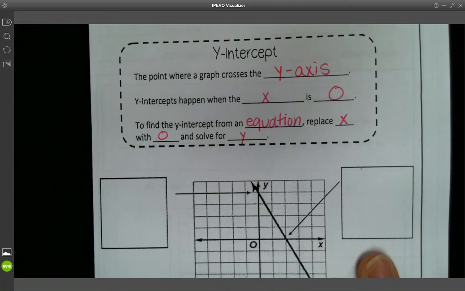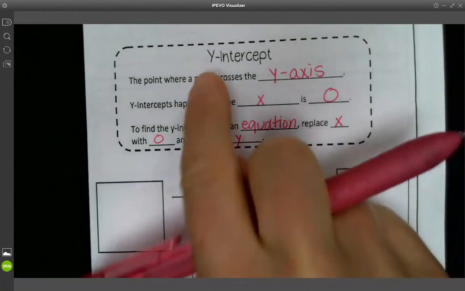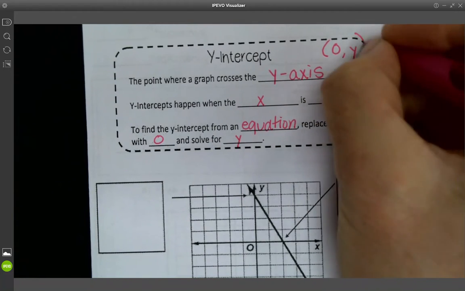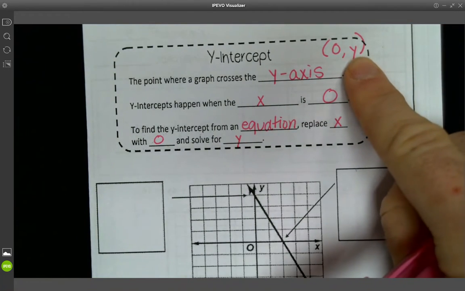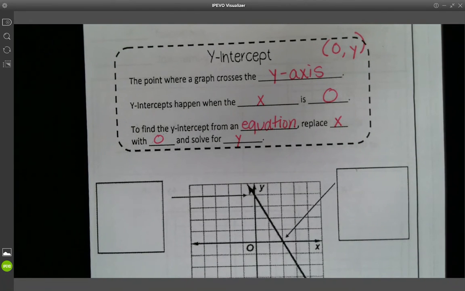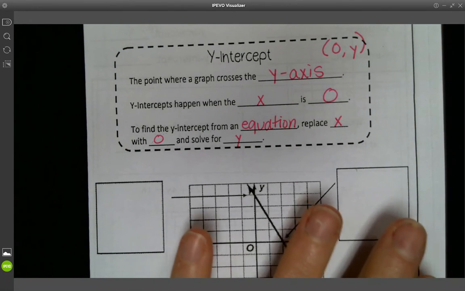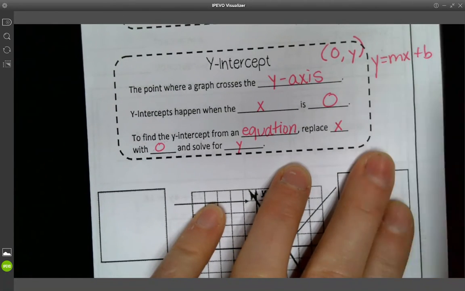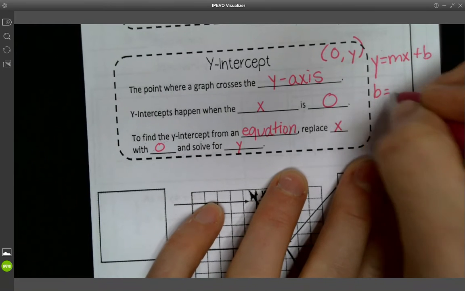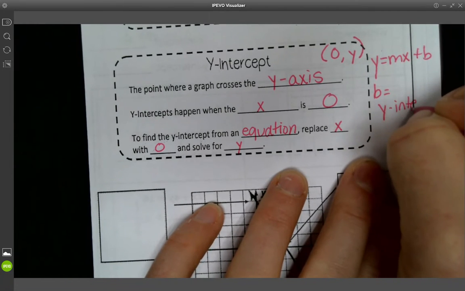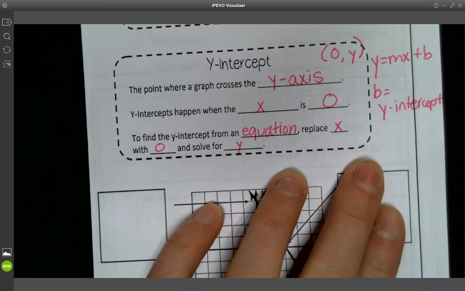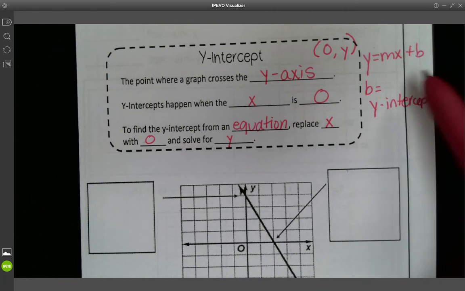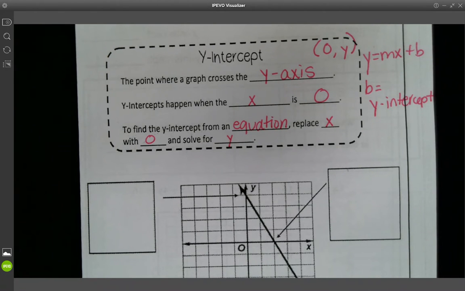So if we have this graph, one thing with the y-intercept is the coordinate will be 0, y, because x is 0 and y is some number. That would be the coordinate. And it doesn't have any other names. The only thing is, if it's written as y equals mx plus b, then b is going to be your y-intercept, which we learned last week when we were graphing. So from an equation like that, you could find your y-intercept just by looking at the b value.